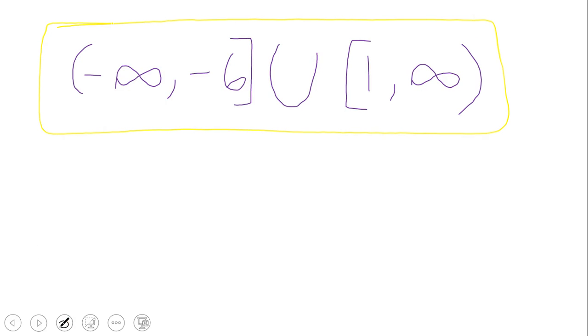Okay. So hopefully this helps y'all in solving some of your nonlinear and your linear inequalities. And that should be the end of this one.